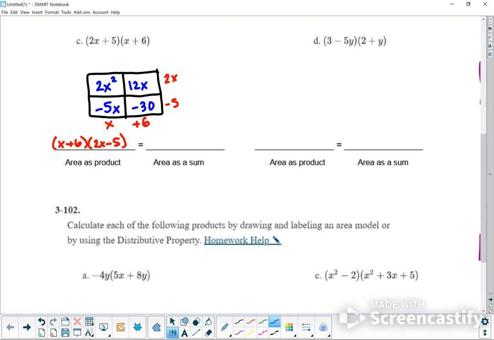So this area is now written as part of its sum. So the area as a sum, and again, just like the other problems, you can combine some terms. You can combine this negative 5x and that 12x. Again, it's customary to start with the biggest exponent. So it's going to be 2x to the second power. Combine the 12x and the negative 5x, and that's going to make positive 7x.